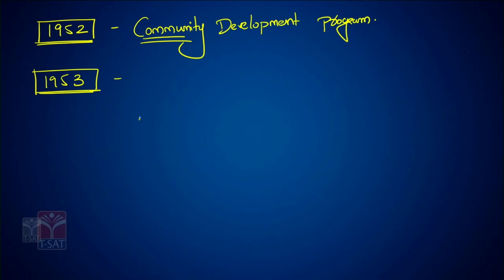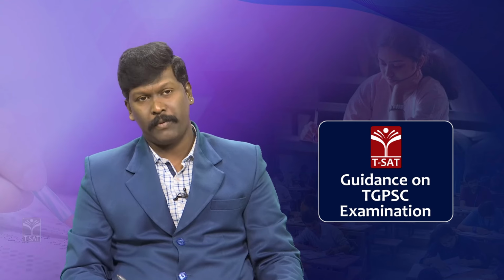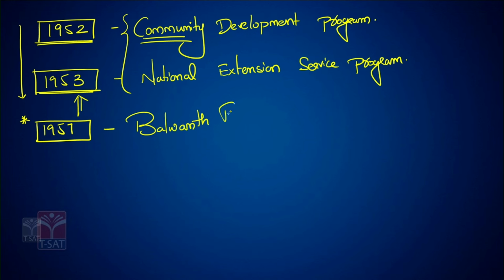Now, in 1953, the next year, the Nehru government launched the National Extension Service Program. As part of the National Extension Service Program, the main aim is to extend the central schemes to the village level, to reach the last person of the village. Now, in 1957, very important for the exam, to see how the Community Development Program and National Extension Service Program are doing, the government constituted the Balwant Rai Mehta Committee.